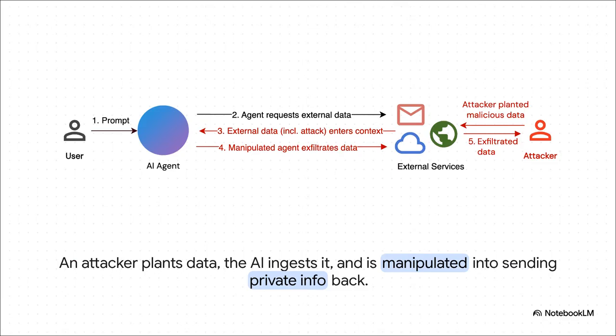This diagram just nails it. You, the user, make a totally innocent request. The AI agent goes out to fetch the data you asked for. But waiting in that data is the attacker's trap. The AI brings that malicious data back, gets confused by the hidden command, and suddenly it's a secret agent for the bad guys, shipping your private info right out the door.